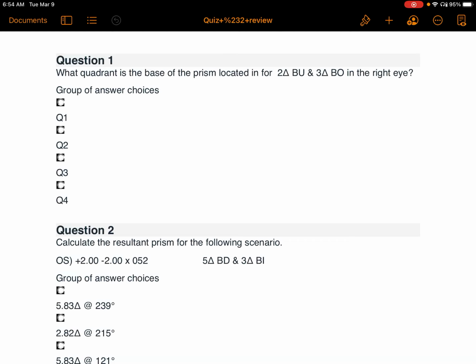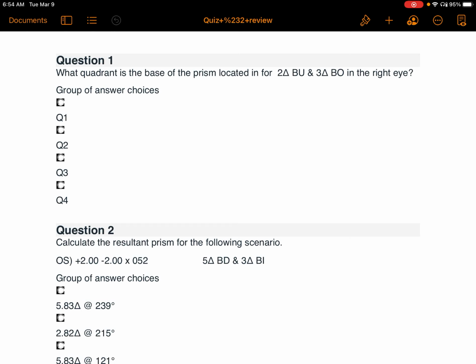Hi everyone, this is a quick video to review quiz number 2, and this will be a good review for the midterm as well. So question 1 asks, what quadrant is the base of the prism located for 2 diopters base up and 3 diopters base out in the right eye?